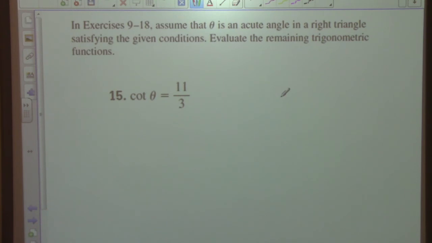I got the hypotenuse as the square root of 130. Okay, let's back off on this. So you got 11 squared plus 3 squared. Okay, makes sense, go ahead. And then I got tangent theta is 3/11. 3/11, okay. And sine theta is 3/square root of 130.